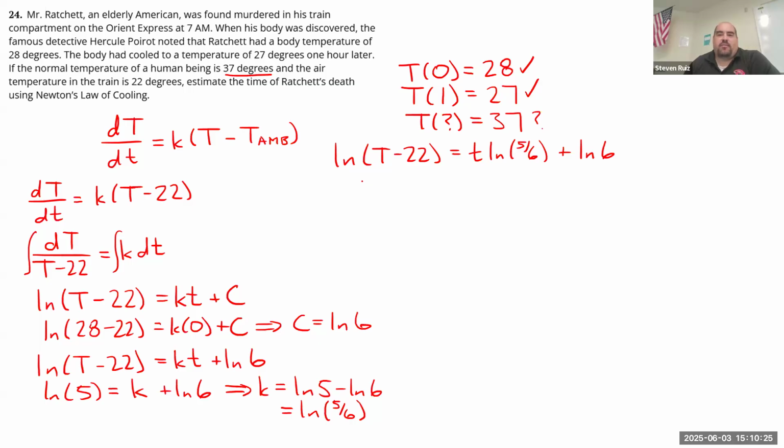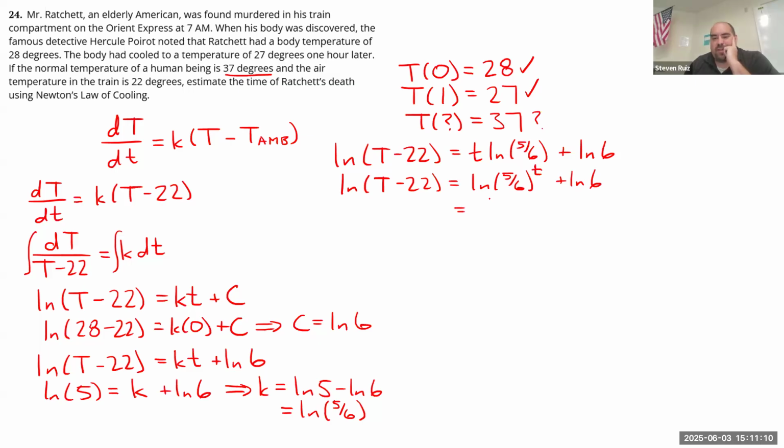All right, so the game really hasn't changed. I'm trying to figure out when Mr. Ratchet's temperature was 37 degrees. So I know a value of capital T, and I want to figure out the value of t that goes with it. To get there, I need to keep doing some algebra. Let's do some manipulations on the right-hand side. Natural log of T minus 22 is equal to the natural log of 5/6 to the power of t, another property of logarithms we can take advantage of, plus the natural log of 6.